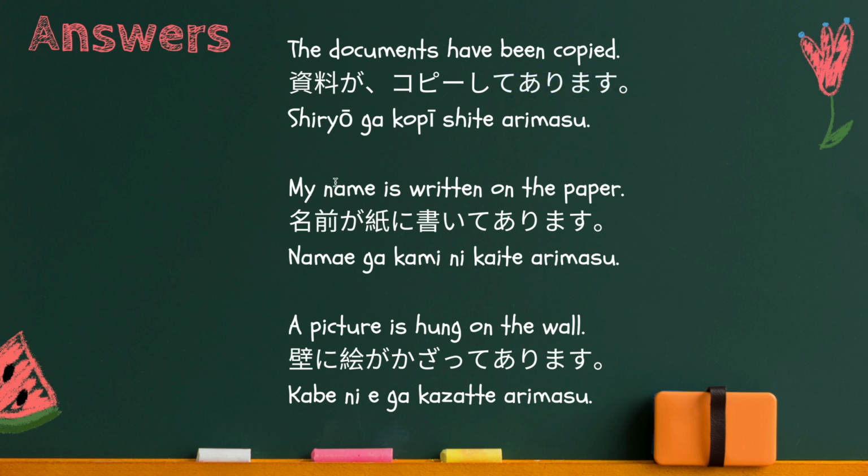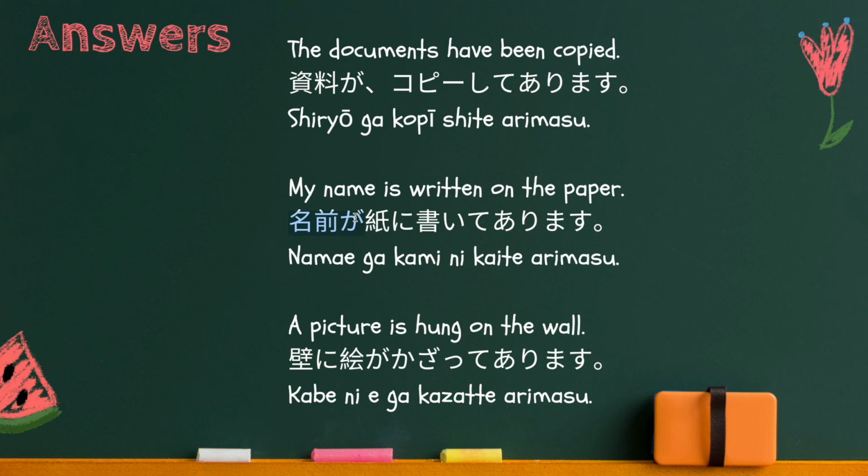Next one. My name is written on the paper. 名前が紙に書いてあります。So someone wrote the name on the paper, and the result still remains. Therefore, て form plus あります。Object in this case is 名前。Therefore, object plus が particle.